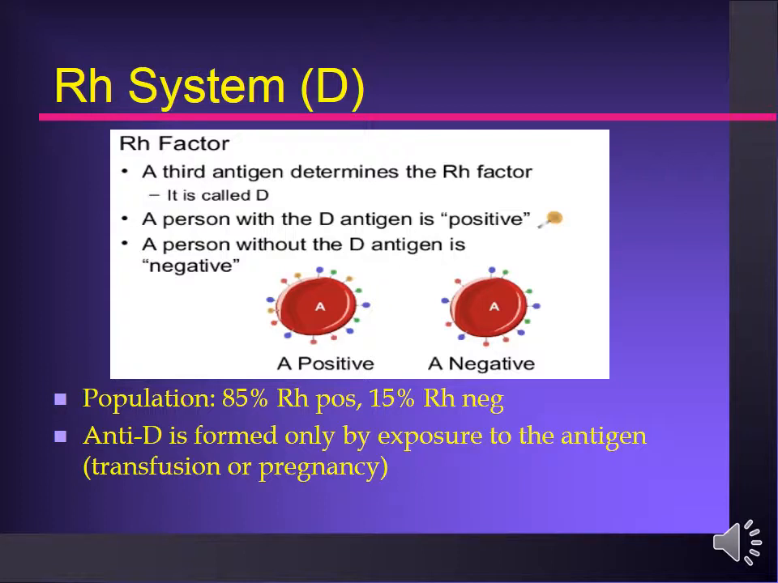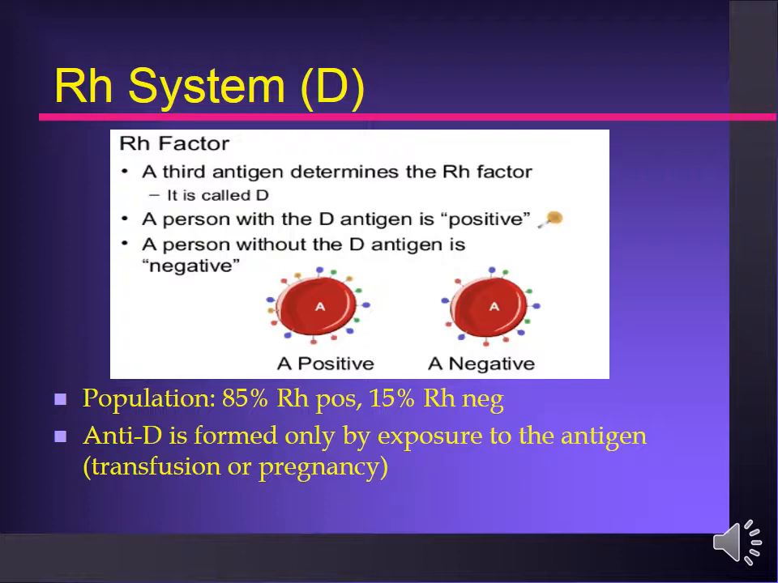The next most important blood group system we need to discuss is RH. A third antigen determines the RH factor. It is called D. A person with the D antigen is RH positive, and you can see that on the A positive red cell there is the yellow D antigen. A person without the D antigen is RH negative, as shown on the right, without the yellow antigen. 85% of the population is RH positive, while 15% is RH negative.